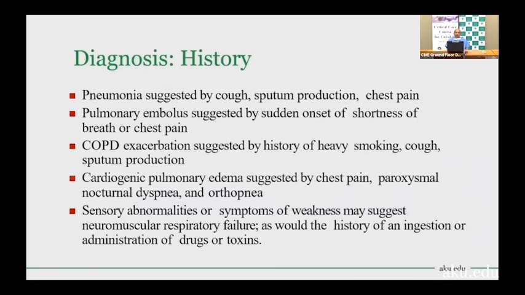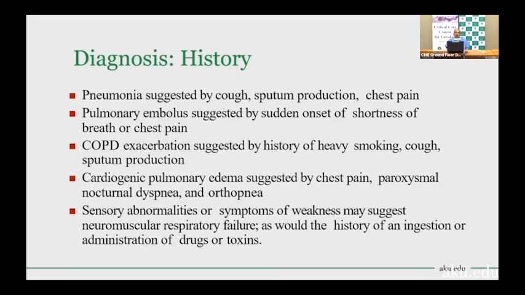So whenever you have respiratory failure, you need to understand the history. The history tells you about many things. If the patient comes with cough, sputum production, chest pain, you think about pneumonia. With pulmonary embolism, you start to think about it if the patient has a long-standing bedridden history, is on any medications like contraceptive pills, or has a long-standing history of hospitalization or spinal cord injuries. So they may raise suspicion of pulmonary embolism. For COPD exacerbation, you need to see this in the history. You can ask whether the patient has heavy smoking, cough, sputum production.